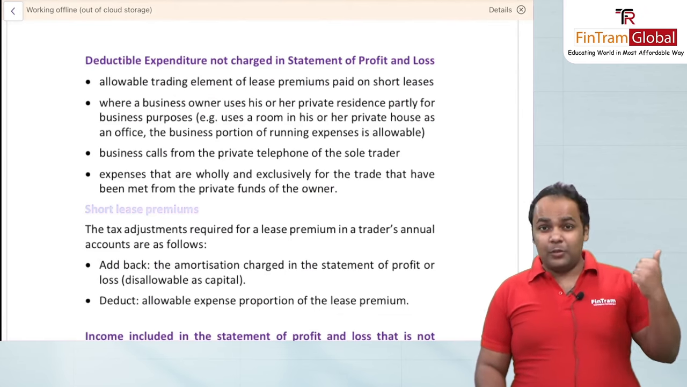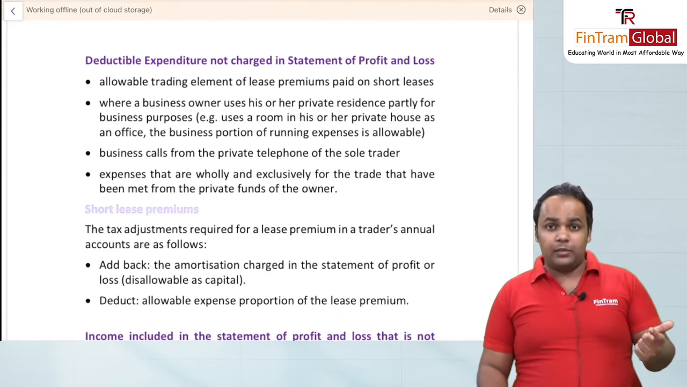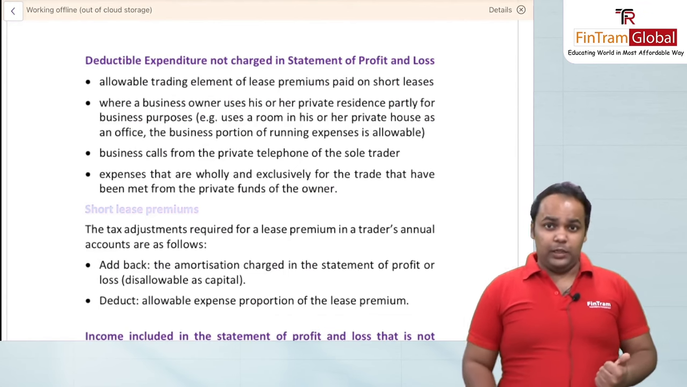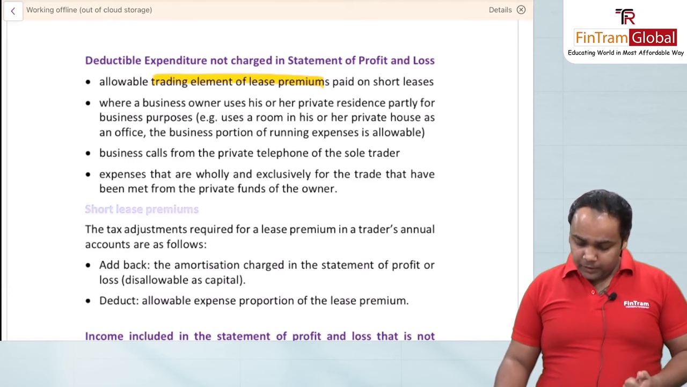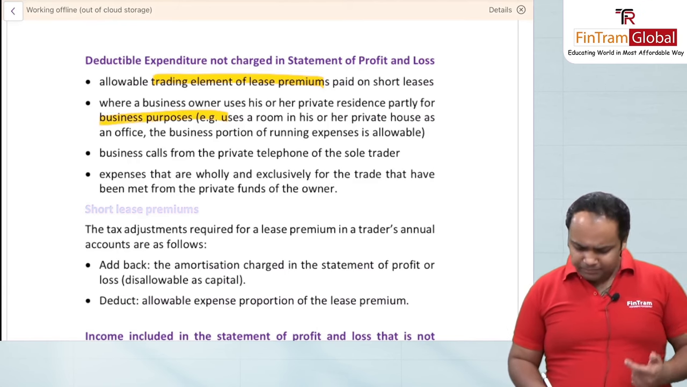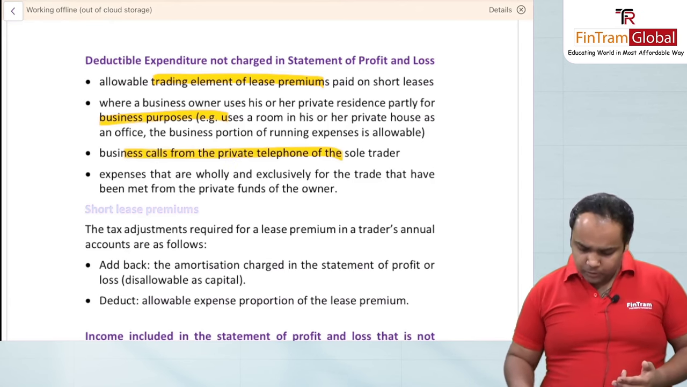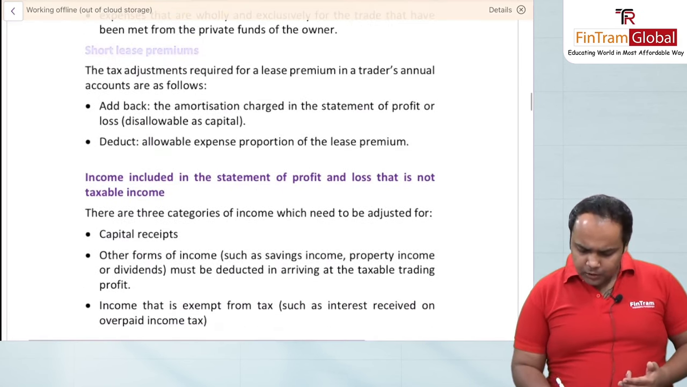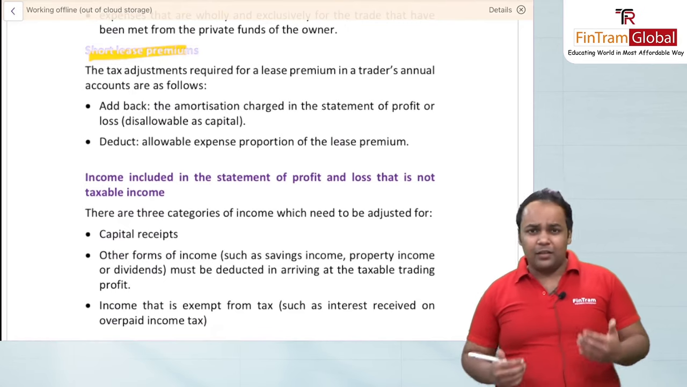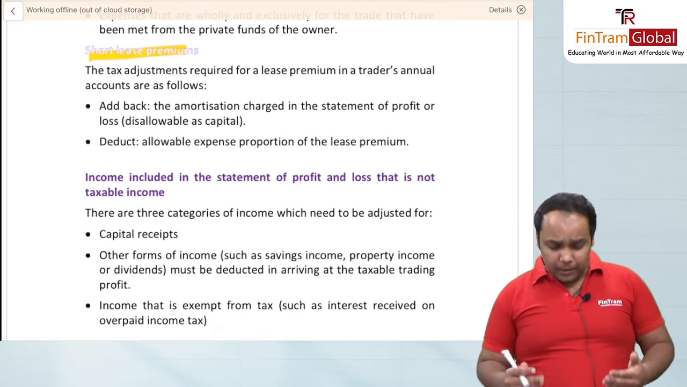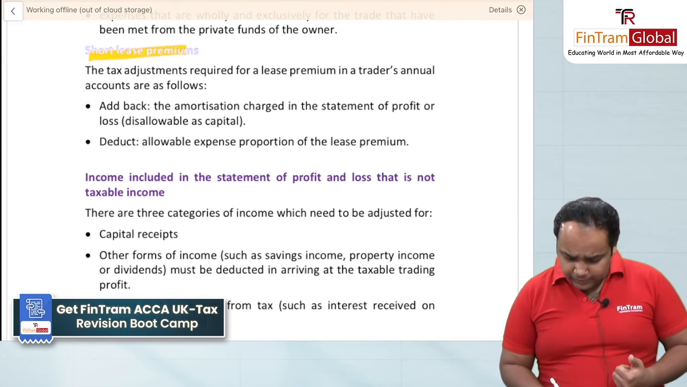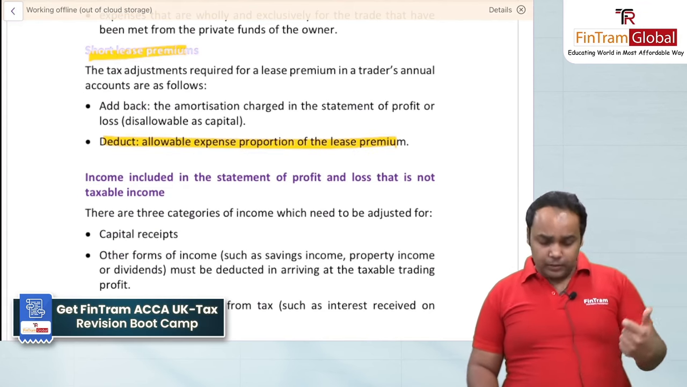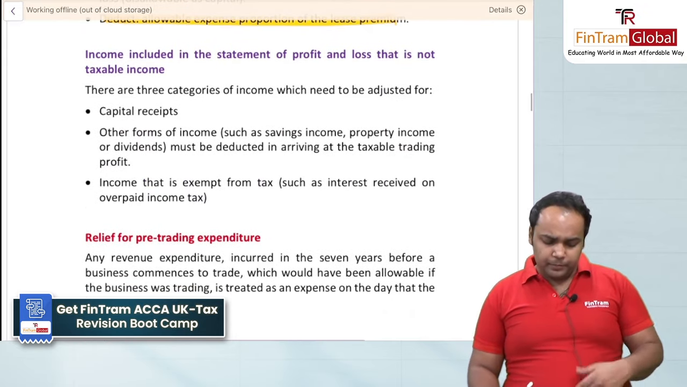Deductible expenditure, which is not included in the statement of profit and loss but is allowable as tax deductions, includes the trading element of lease premiums, use of a private residence for business purposes, business calls from a private telephone, and so on. The lease premium aspect, as we did through examples, is where we add back the amortization charge and deduct the allowable expense of the lease premium.